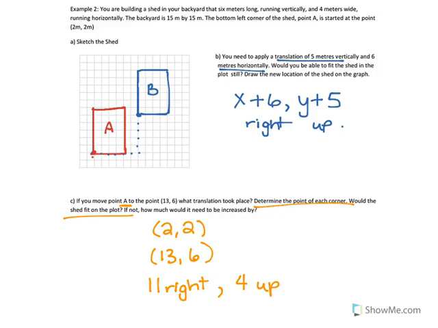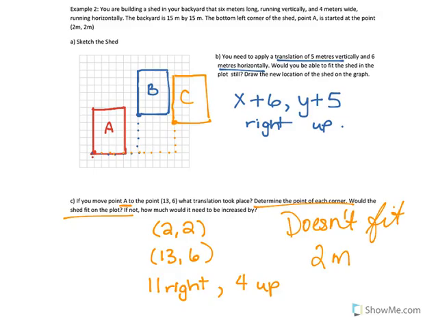So let's just draw it and see if it'll fit. So we're going to go 11 right. 1, 2, 3, 4, 5, 6, 7, 8, 9, 10, 11. And then we're going to go 4 up. 1, 2, 3, 4. So here's our new point. And then I'll go 6 up. 1, 2, 3, 4, 5, 6, and 4 right. It does not fit. We would need another 2 meters on the yard for it to fit. Don't worry about finding the new coordinates of all the points. That's fine. We have a picture for a reason.